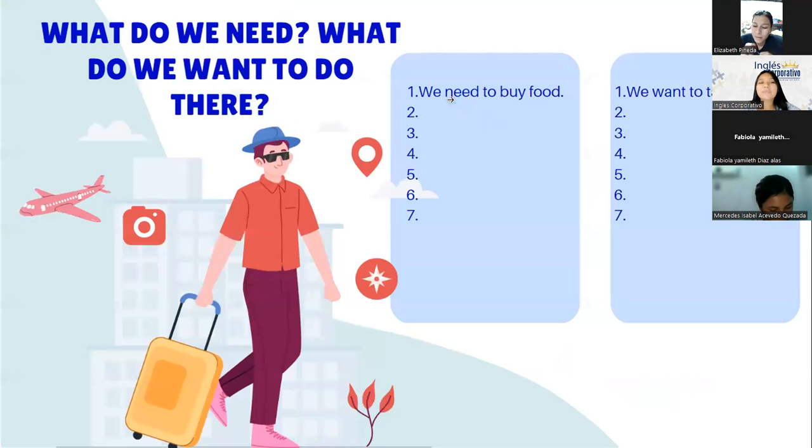We need to buy one suitcase. We need passport. Yes. We need to buy plane ticket. We need to book hotel. We need money to travel. We need a camera to take pictures. Yes. We need a tourist guide. Oh, guide. Guide. Okay. Y la compañera, no sé si quiere decir las otras porque no recuerdo su nombre. Elizabeth, well, you, Damaris.